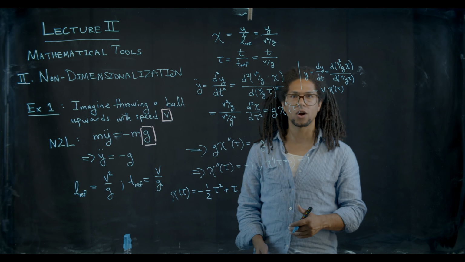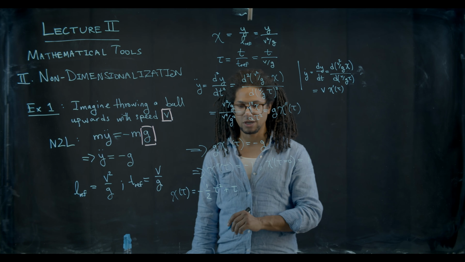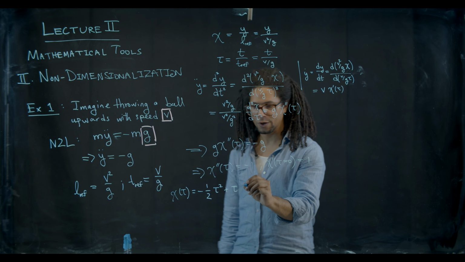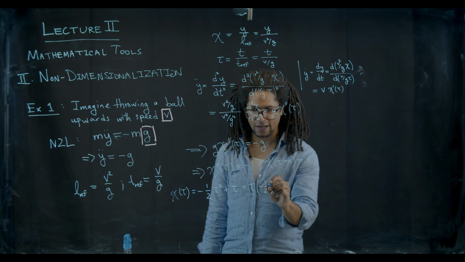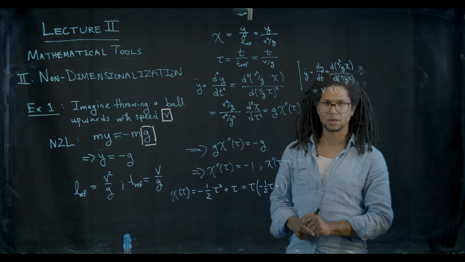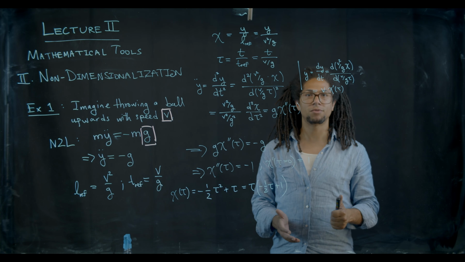Lastly, at t equals 0, we assumed that we were at a height of 0. So there should be no constant added in this case. So I could also rewrite this if I'd like. This is tau times minus half tau plus 1. Great. All right, so now I get to benefit from what I did before.